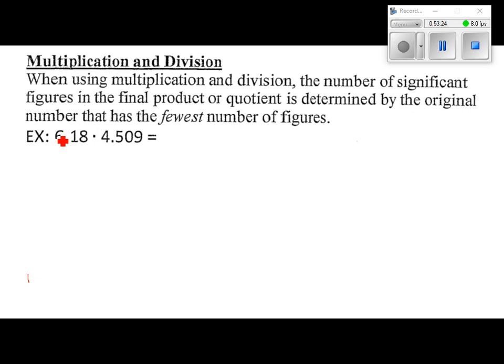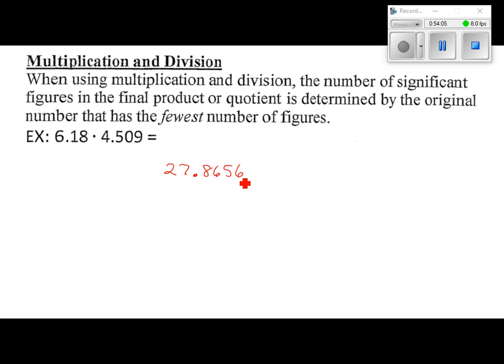For multiplication and division, somebody help us out and multiply these two. 27.8656. 8656, is that right? When using multiplication or division, the number of significant figures in the final product or quotient is determined by the original number that has the fewest number of figures.